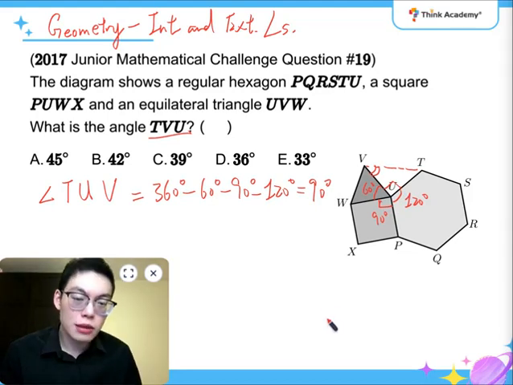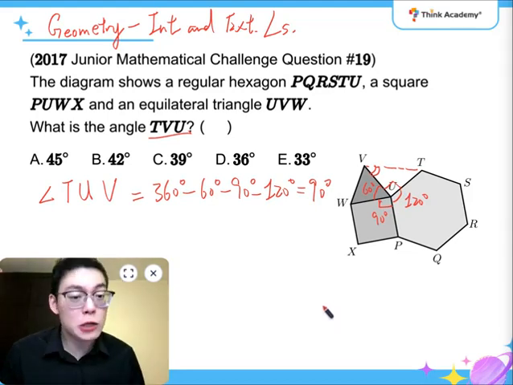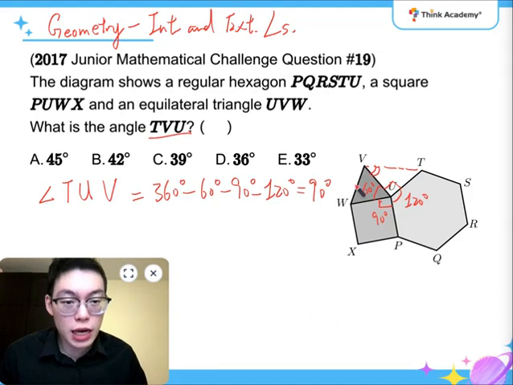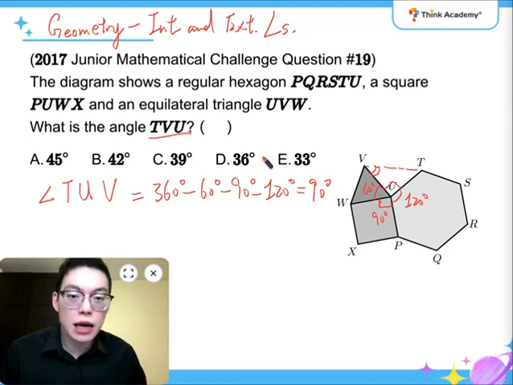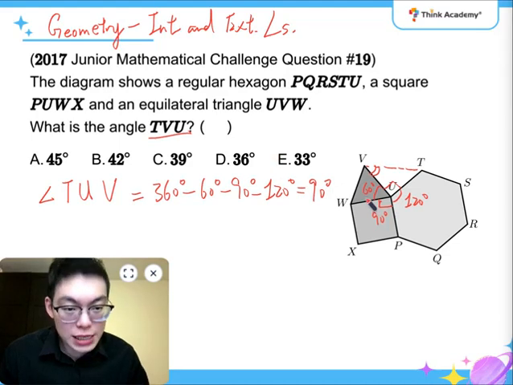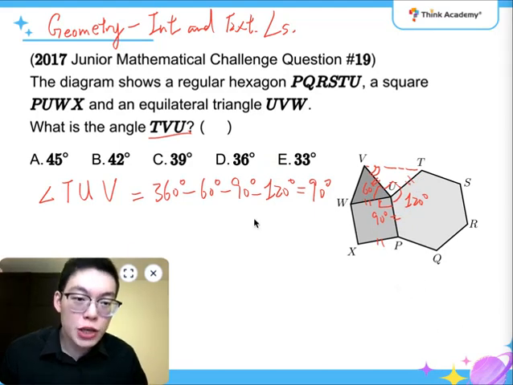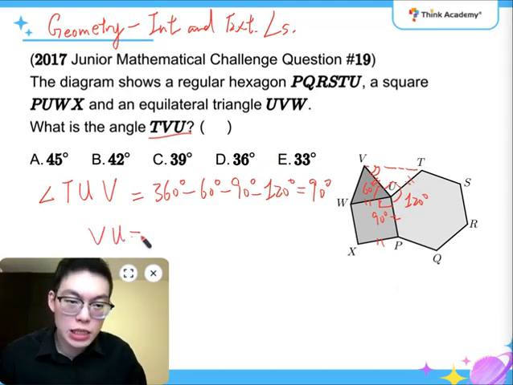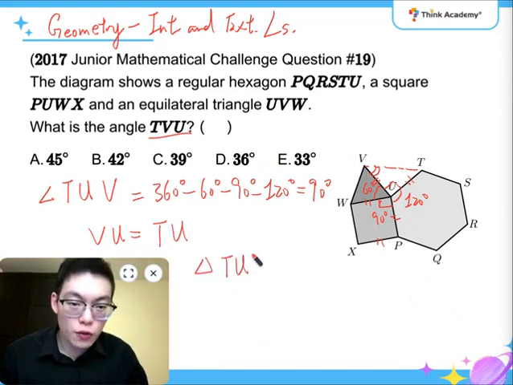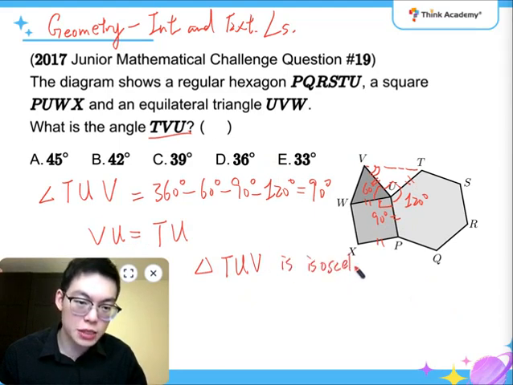Now we have made use of the angles, but we can also see that for equilateral triangles, squares, and regular hexagons, all of their sides have to be the same length, right? Which means that VU is equal to TU, and essentially triangle TUV is isosceles.